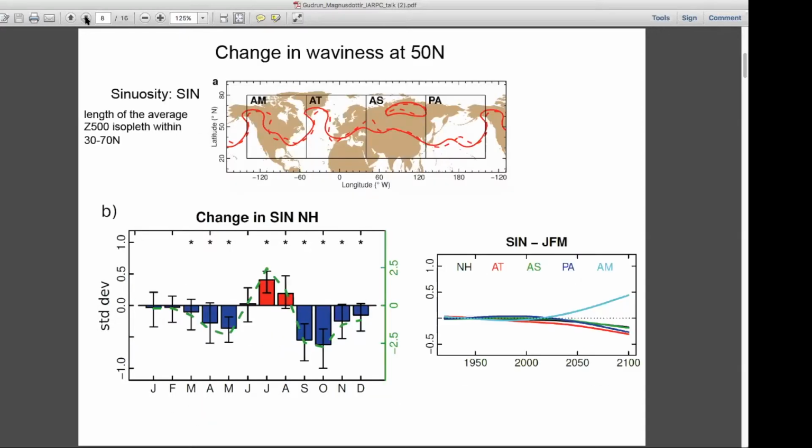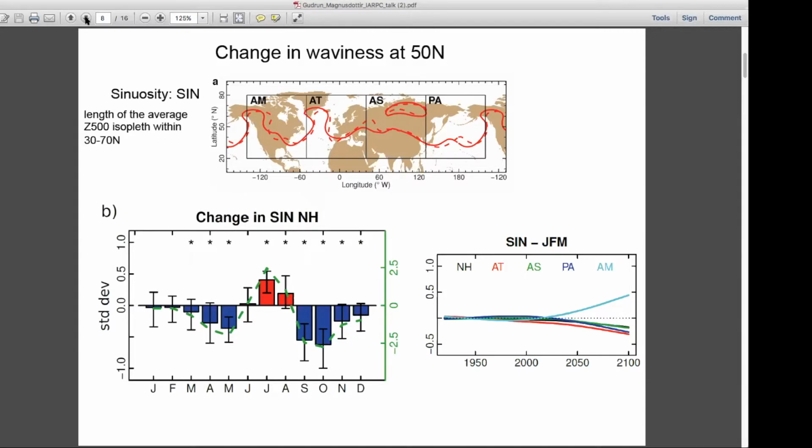Next slide, please. Let's look at the waviness in the flow, or sinuosity, because the waviness is really what people concentrate on when they think about the Francis-Vavrus mechanism. Sinuosity here is defined in terms of the length of the average 500 hectopascal geopotential isoline within 30 and 70 degrees latitude. So it always corresponds to the average at about 50 degrees latitude, regardless of season. Down here on the left, we show again the annual cycle of this sinuosity.